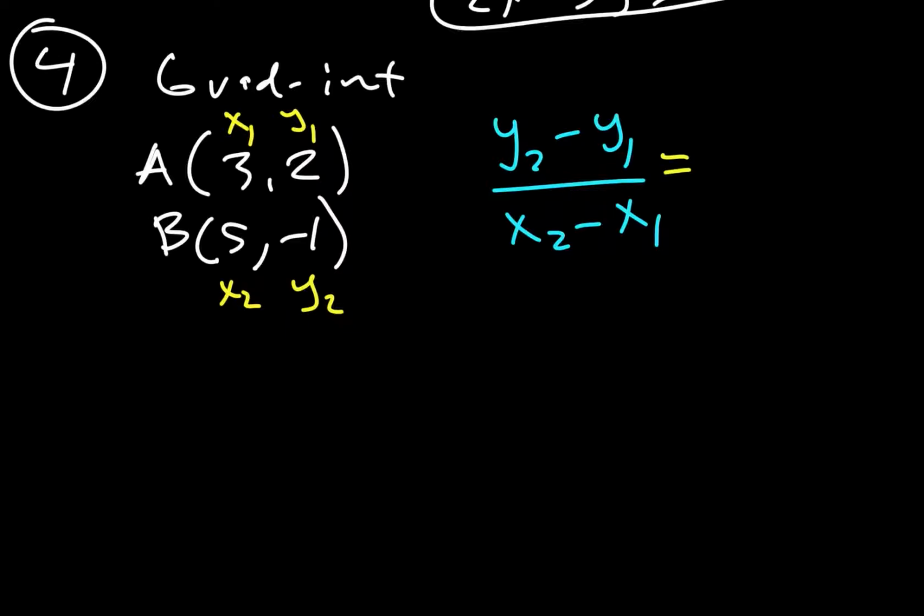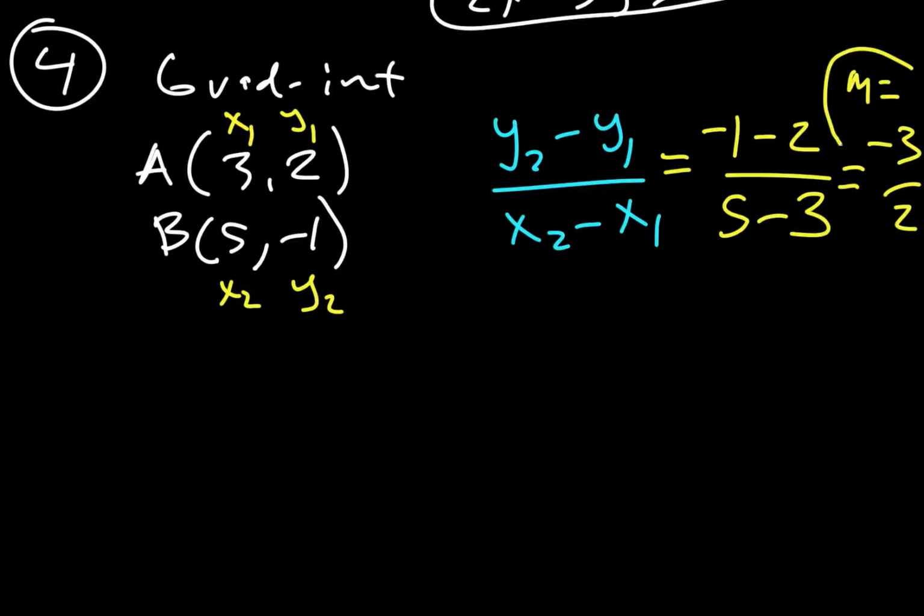Our y2 is negative 1 minus our y1, which is 2. x2 is 5, and x1 is 3. We simplify that. Negative 1 minus 2 is negative 3, and 5 minus 3 is 2. And so this is our gradient, or our slope.